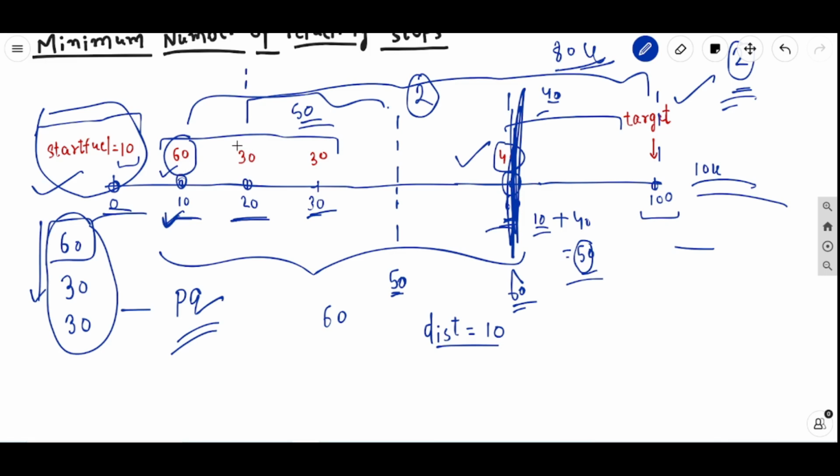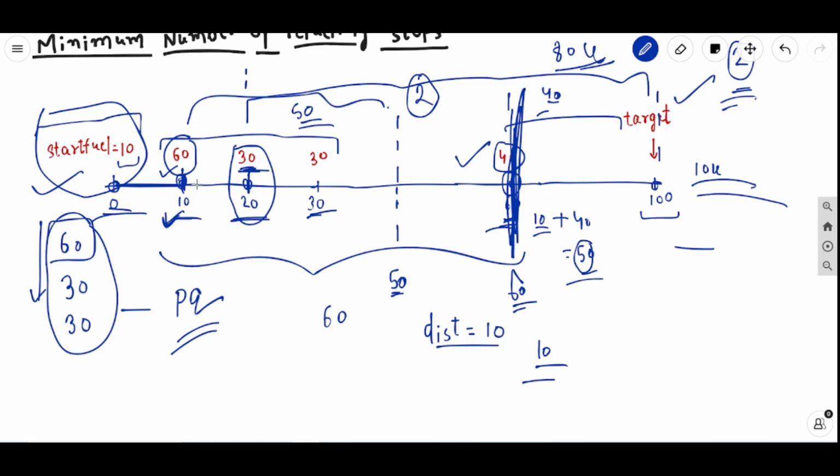Now I will move to the next gas station, which is present here. I will iterate over this, and here at this gas station I will simply check what is the distance that I have traveled to reach this gas station. It is 10 units. Why? Because I have already traveled 10 units to reach the previous gas station, and I have consumed the fuel which I initially had in our tank.